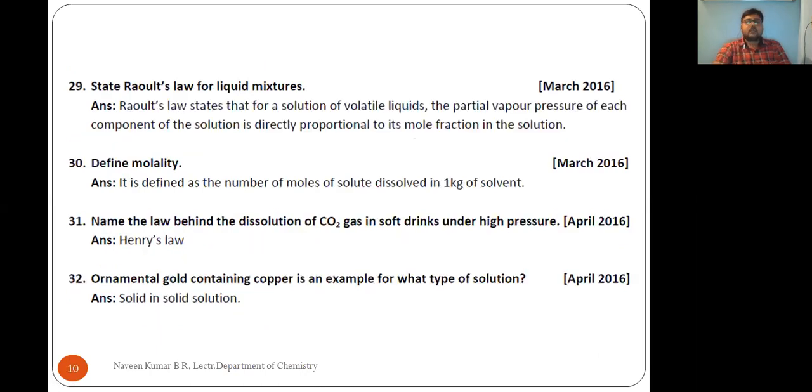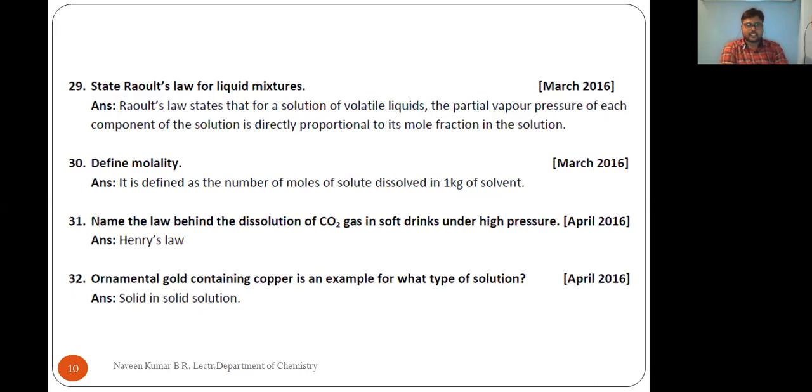Next, from March 2016, question number 29 and 30. State Raoult's law for liquid mixture, a repeated question. Define molality. It is the number of moles of solute per kg of solvent. Next, in the year 2016, due to a leak, that is leakage of the chemistry question paper, the exam was considered for a second time. A re-exam was conducted. Hence, April 2016 refers to the other exam which was conducted in the same year. Name the law behind the dissolution of carbon dioxide gas in soft drinks under high pressure.